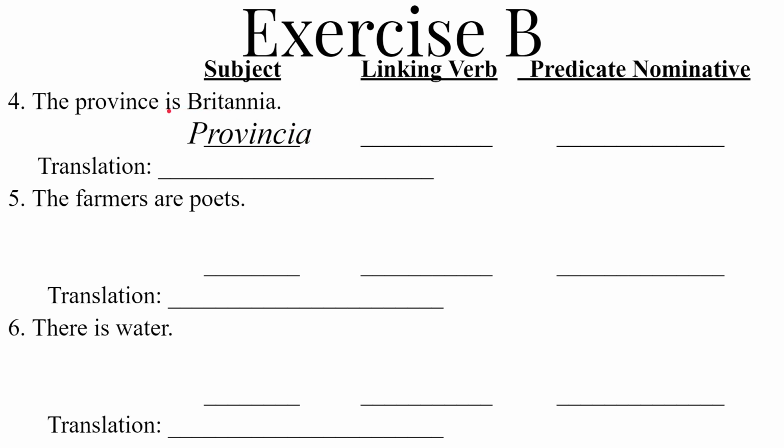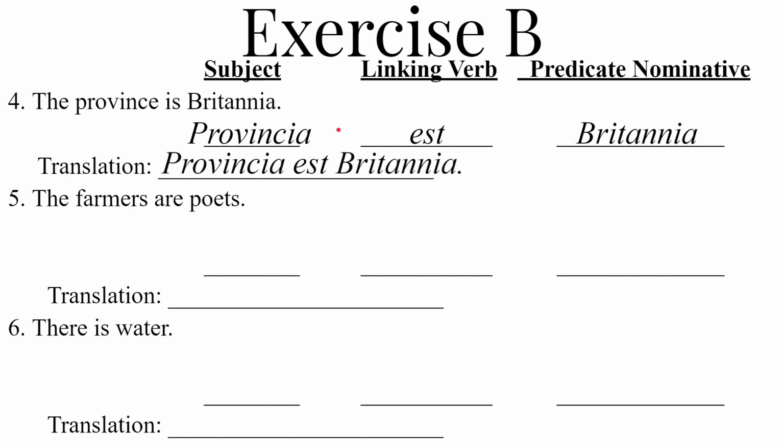Linking verb is, that is the Latin est. And then what is the province? Which one is it? Well, that would be the predicate nominative Britannia. And the nominative singular predicate nominative of Britannia is Britannia. You guessed it. So provincia, nominative singular, est, Britannia, nominative singular, altogether, provincia est Britannia.